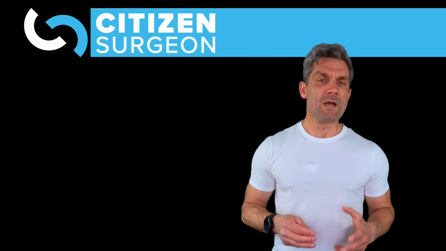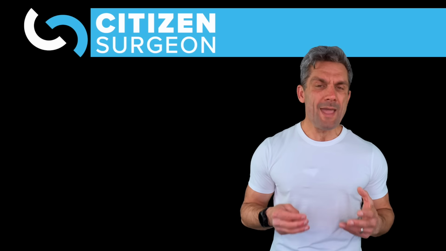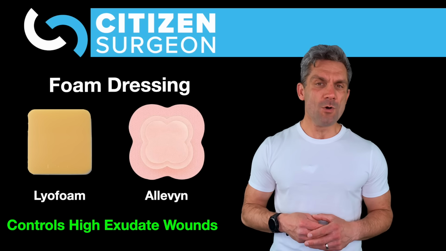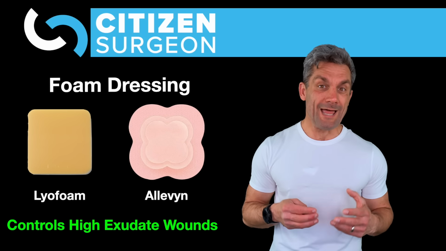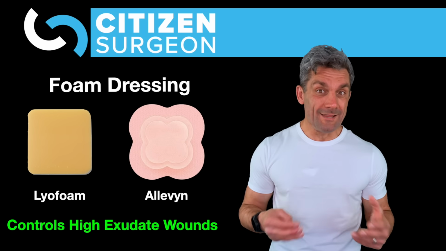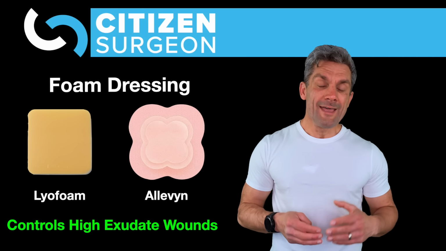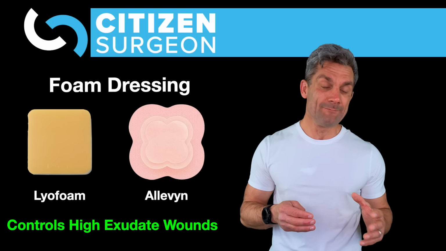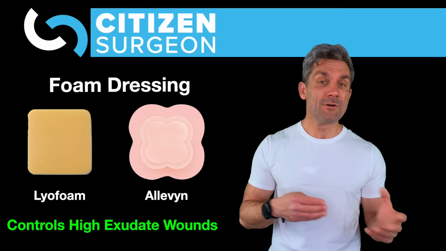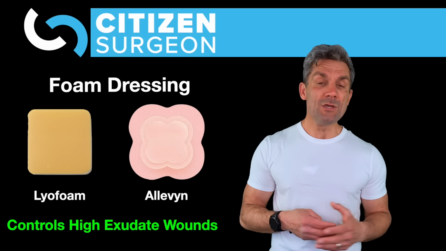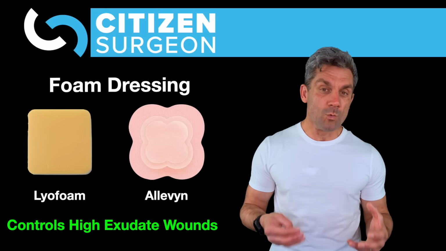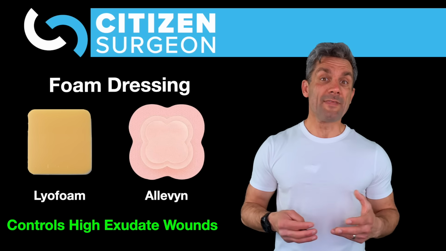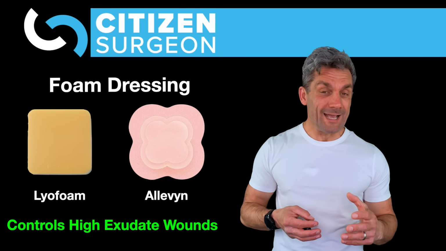The next type of dressing I want to talk about is the semi-permeable foam dressing. A good example here would be Lyofoam. Another one would be Allevyn. So these have hydrophobic layers on the outside, hydrophilic layers on the inside. They can be either adhesive or non-adhesive, and they can be used in granulating wounds or wounds with a high level of exudate.